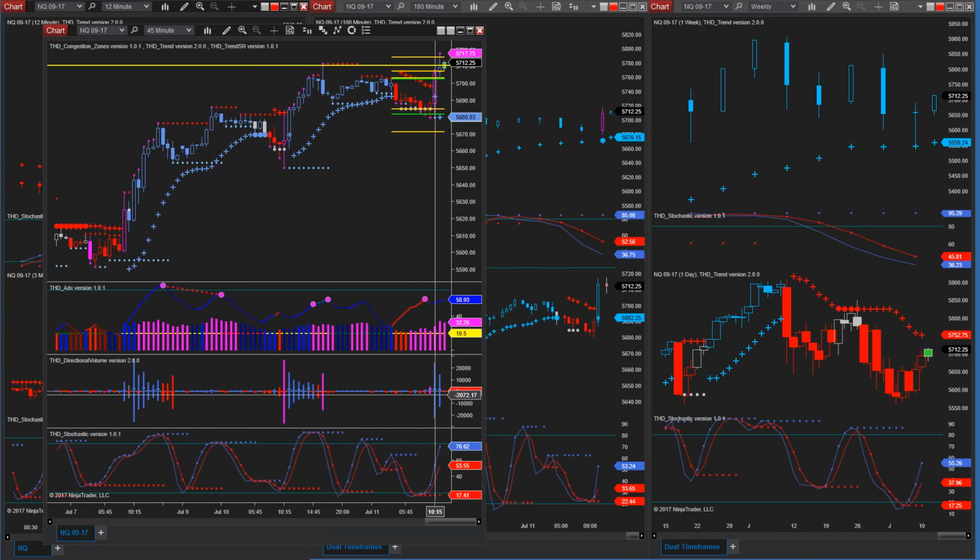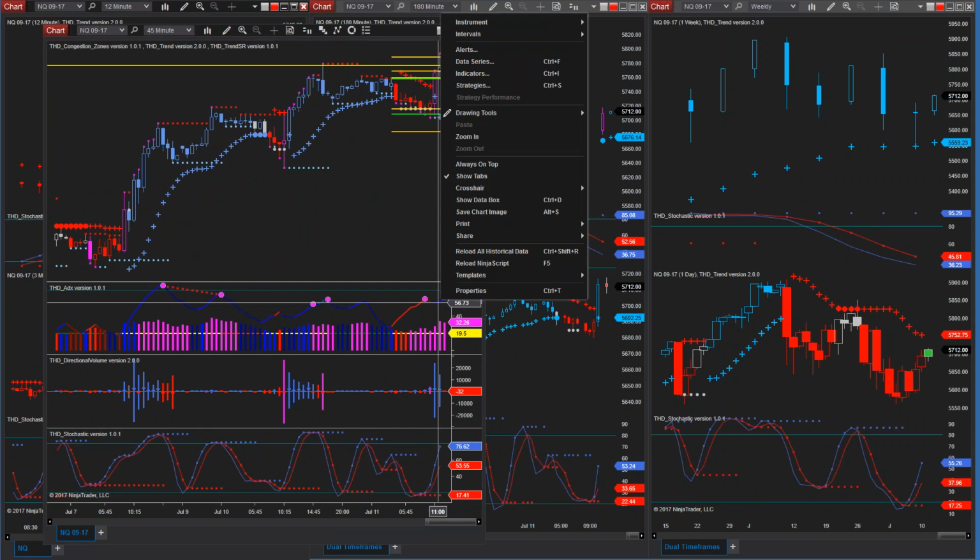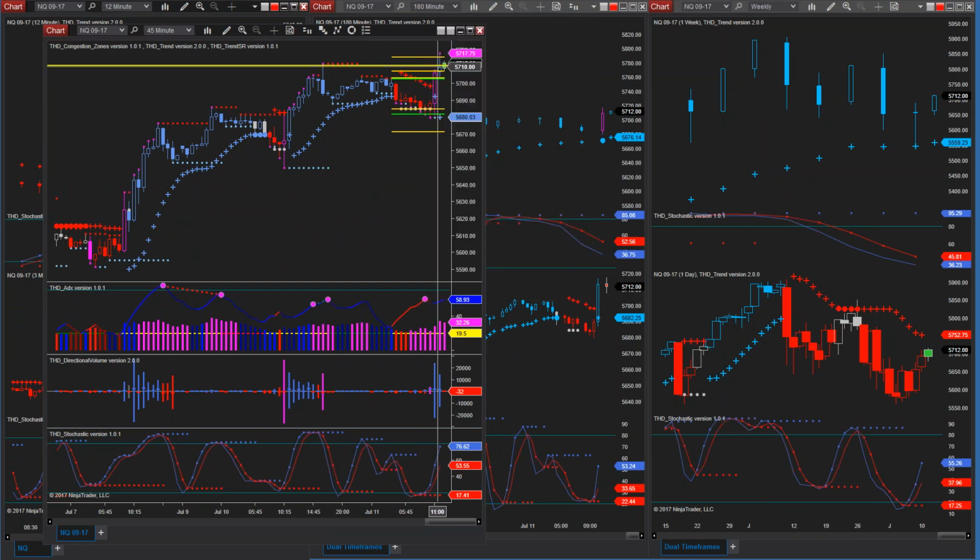So do you see how you're getting the volume divergence over here? And it has not taken out this low. Price needs to come down to 5,700. If it comes down to 5,700, that's where you're going to get that magenta peak, and it's going to come back to around 56.81.